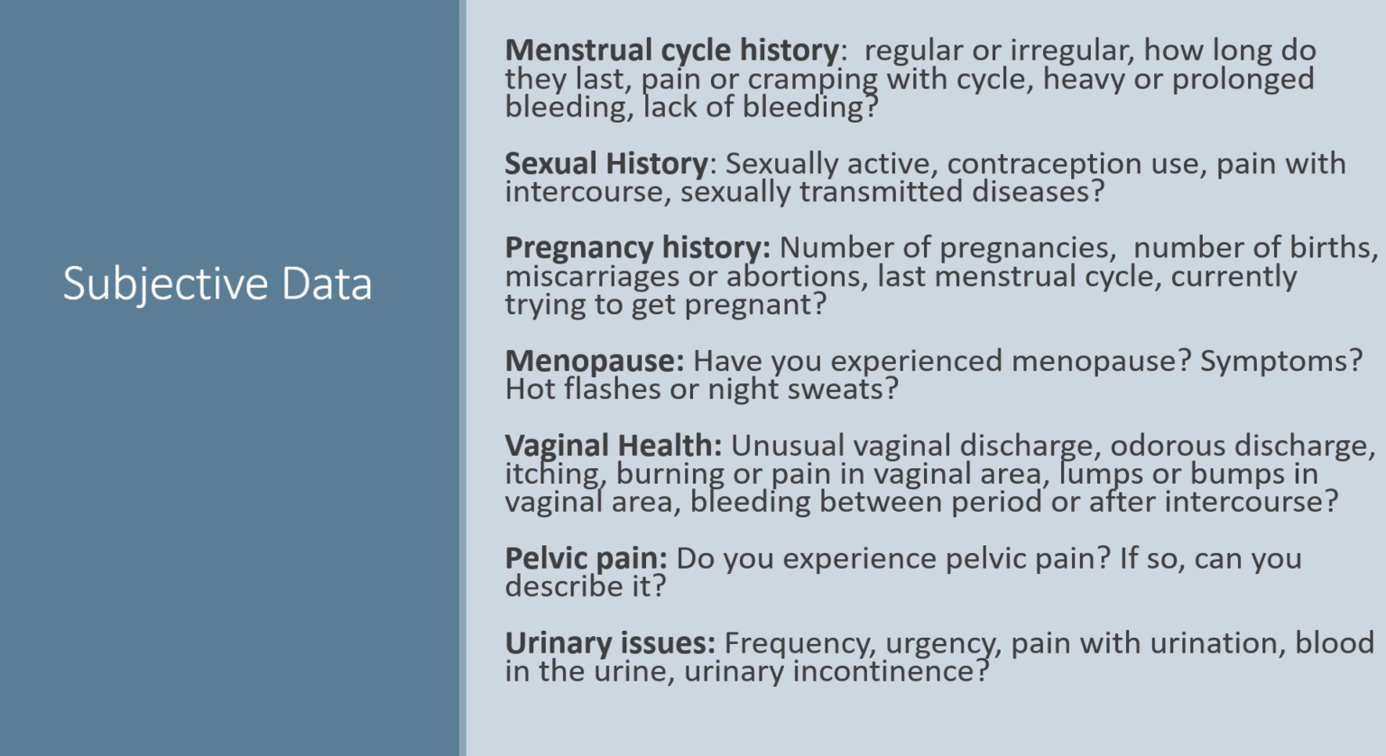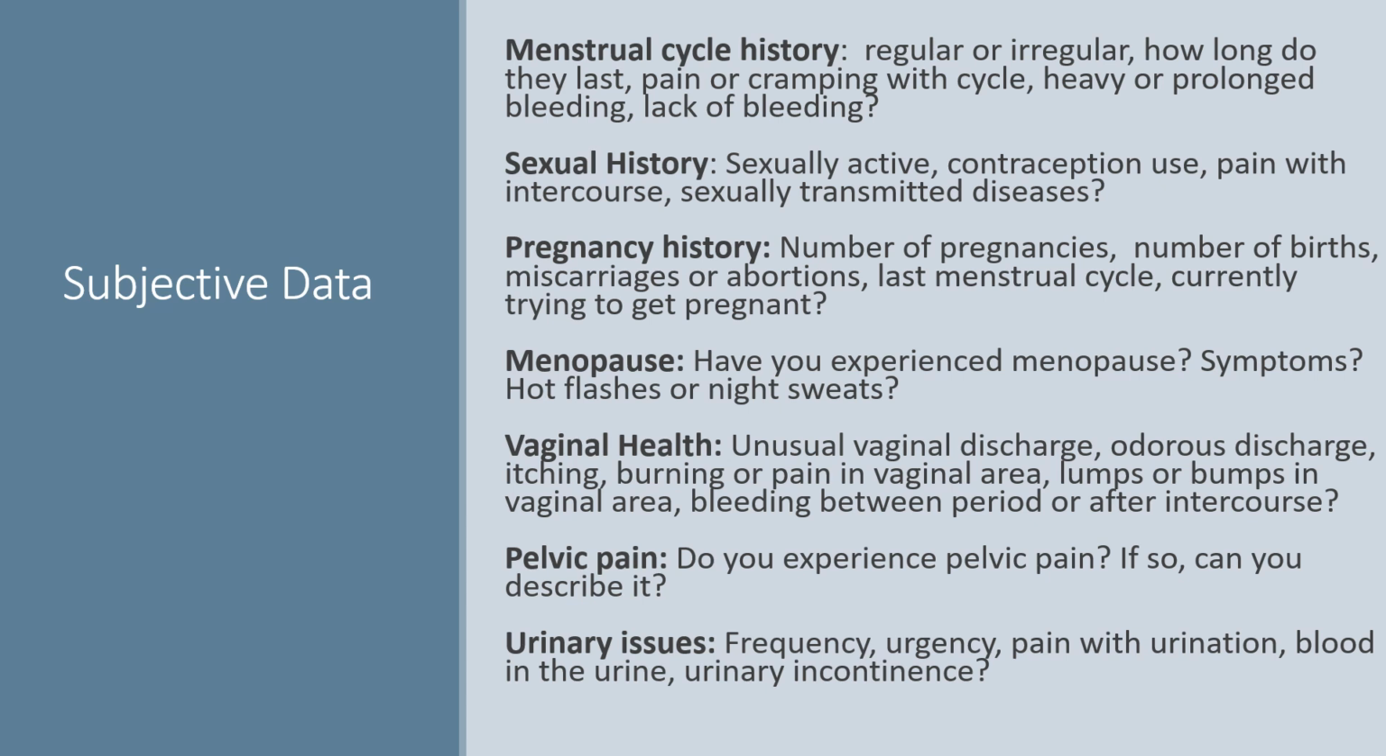Subjective data regarding the female genitalia includes menstrual cycle history, sexual history, pregnancy history, menopause, vaginal health, pelvic pain, and urinary issues. Regarding the menstrual cycle, you need to know, is the patient's cycle regular or irregular? How long do they typically last? Do they experience pain or cramping, heavy or prolonged bleeding, or a lack of bleeding?